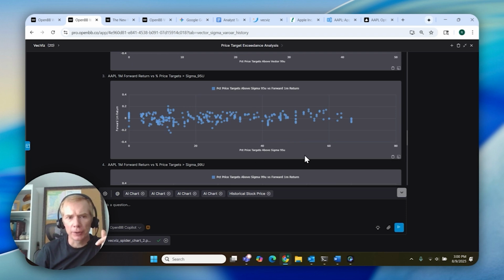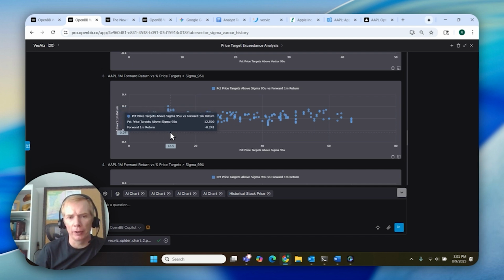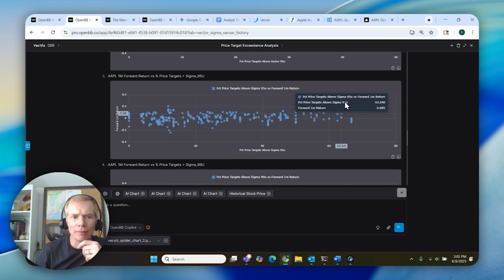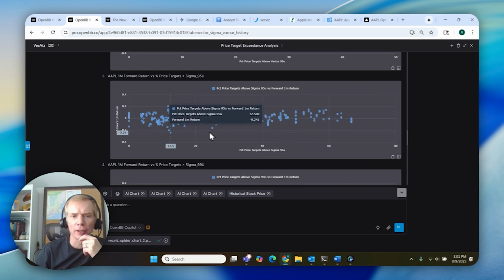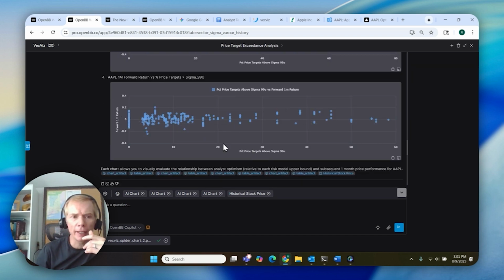Here we have the sigma 95th percentile to the upside. Far fewer values at the 0 level for price targets above the sigma 95th percentile. And we see the worst performance where about 12% of analysts are above the sigma 95th percentile level. But overall, it's maybe slightly positively sloped, but it's broader. There really isn't a cluster of consistently good performance. And here we have the percentage of price targets above the sigma 99th percentile, and it's kind of a similar dynamic as the sigma 95th percentile.